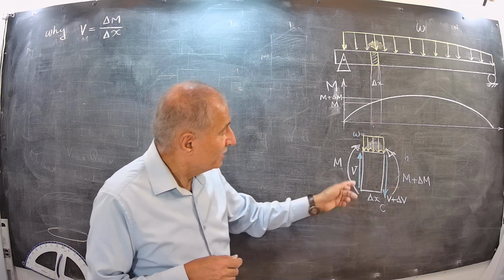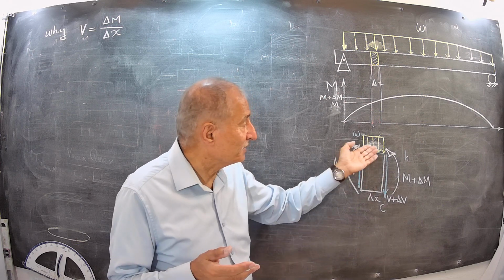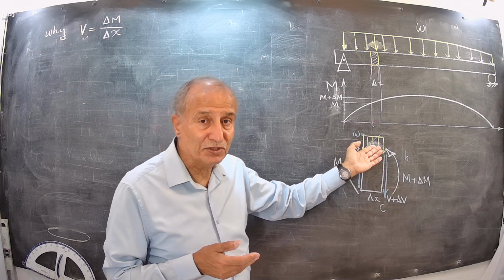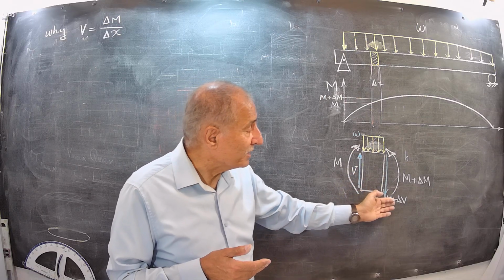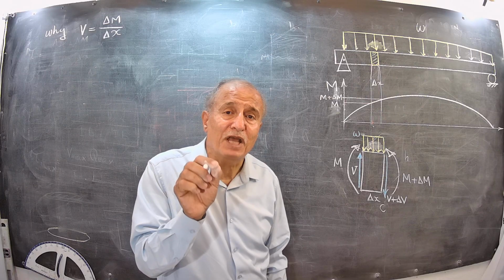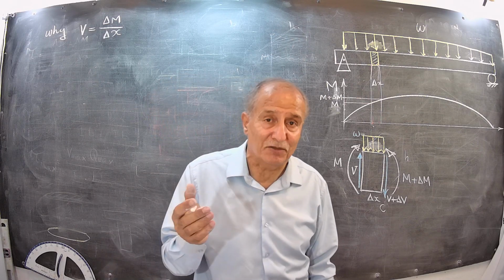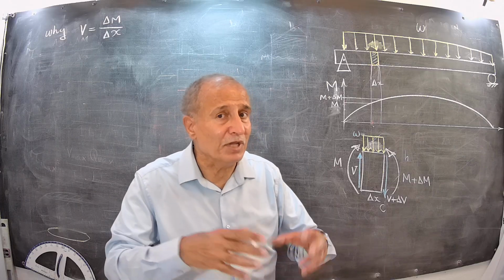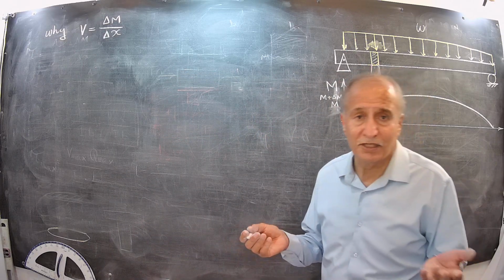But the V on both sides are not equal because of the external uniform distributed load applied here. We just show it with an incremental change in shear force. We call it delta V. This delta V doesn't mean that it is positive or negative. It can be either positive or negative. It depends on the situation.